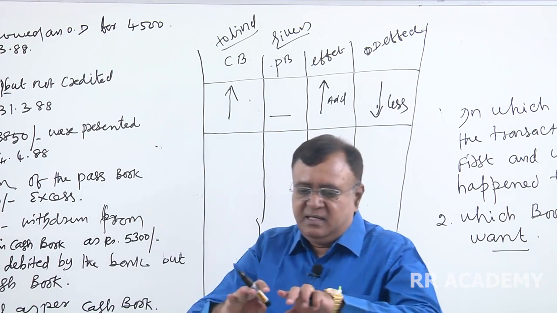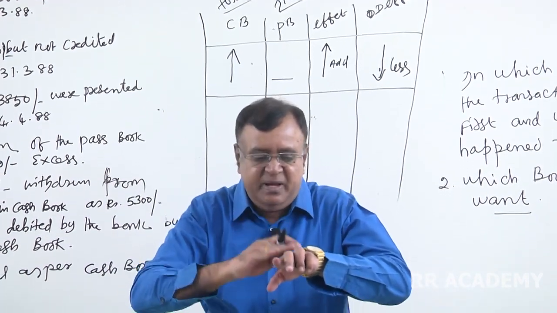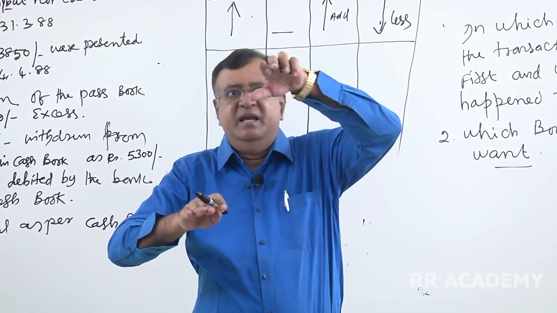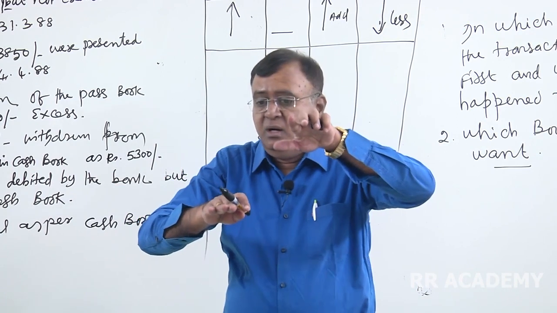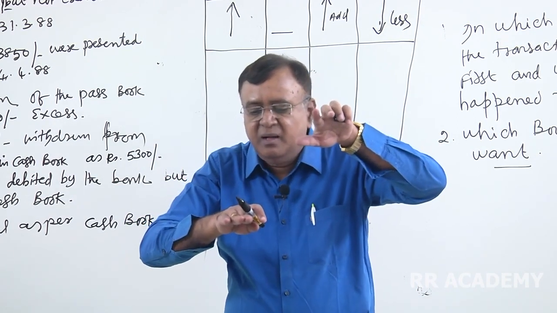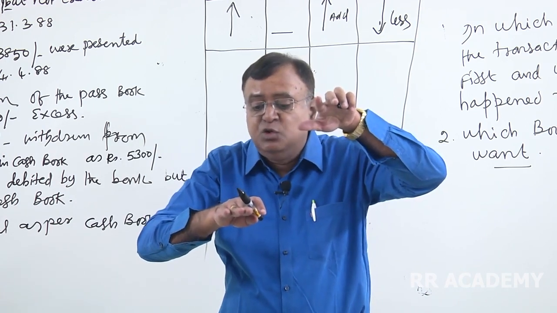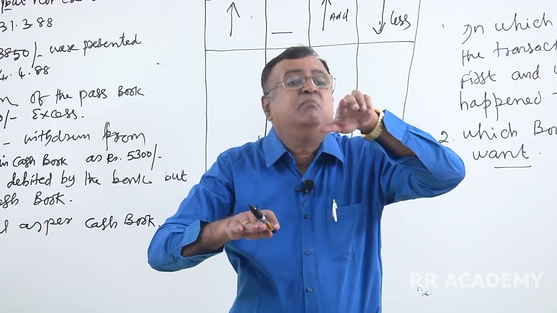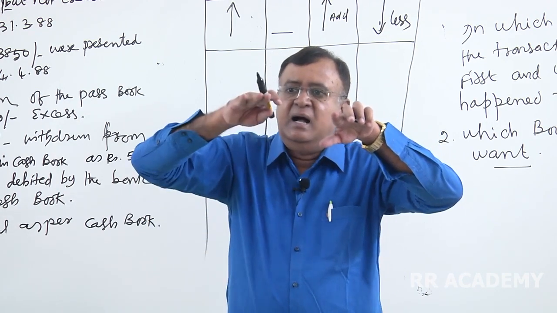See friends, cashbook, passbook. The check deposited will appear in the cashbook, increased. Now, the check increased, passbook same. What happened to the increase? Which book balance do you want? You want the cashbook balance only. Therefore, what should we do? Add.